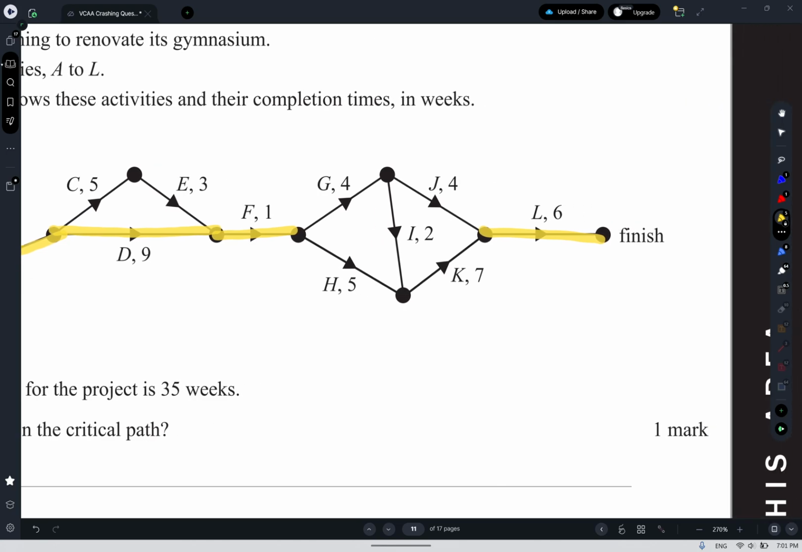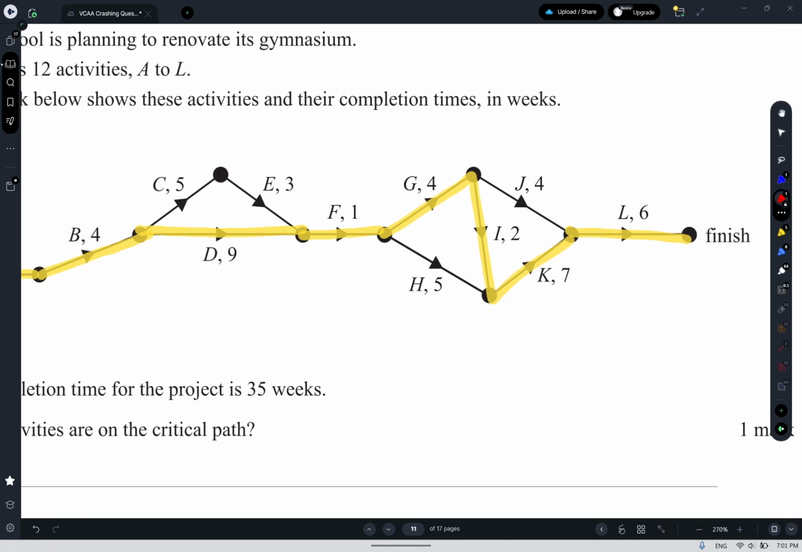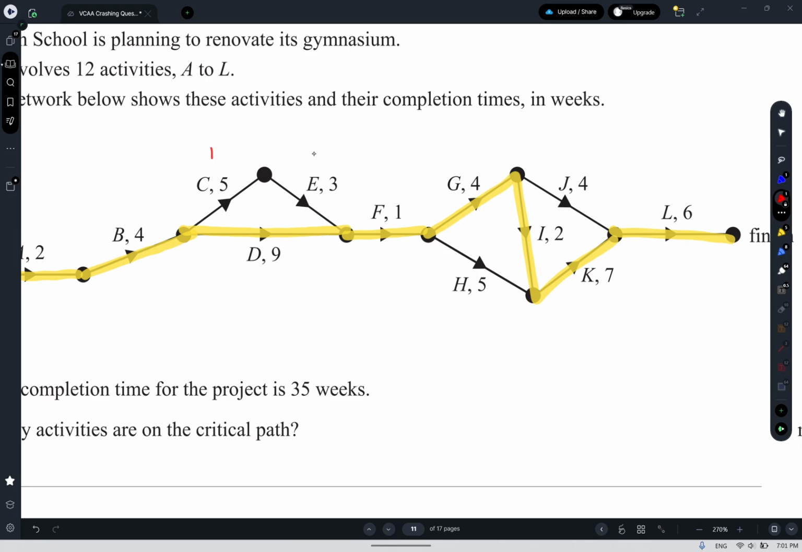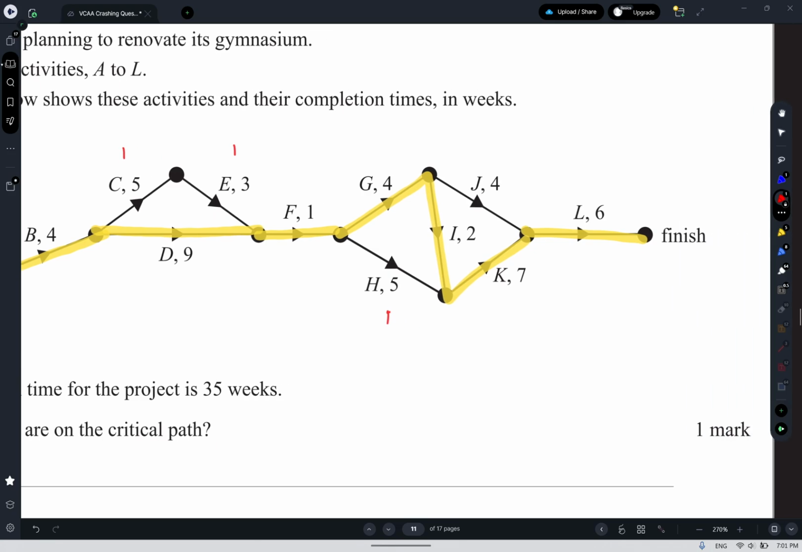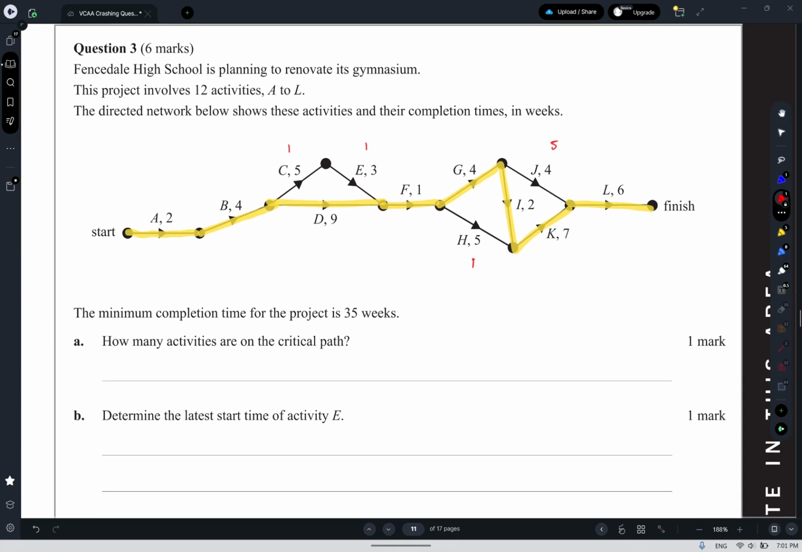Over here we've got GJ, which is 8, GIK, which is 13, and HK, which is 12. So the longest route through the graph is this. We can actually determine the floats of these two, which is going to be useful in a second. The float of this is 1 and 1, as we just found. Comparing H to GI, which is 6, means that H has a float of 1. And comparing J to the IK means that J has a float of 5. IK takes 9, J takes 4, so it has a float of 5.